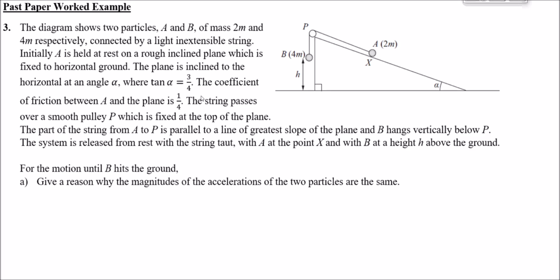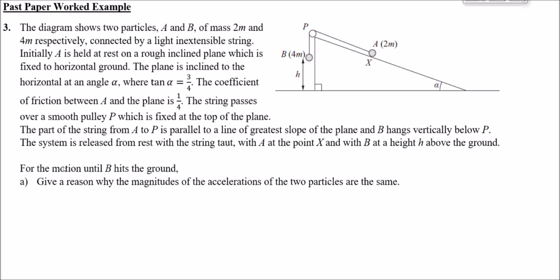The string passes over a smooth pulley P, which is fixed at the top of the plane. The part of the string from A to P is parallel to a line of greatest slope of the plane, and B hangs vertically below P. The system is released from rest with a string taut, with A at the point X, and with B at a height H above the ground. So some of it's been labelled already. So for the motion until B hits the ground, for A we need to give a reason why the magnitudes of the accelerations of the two particles are the same.